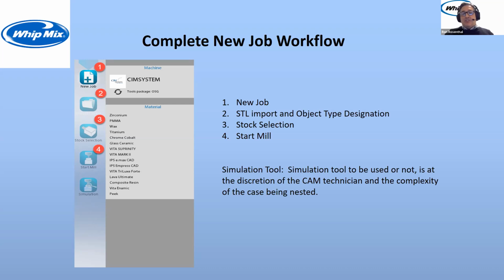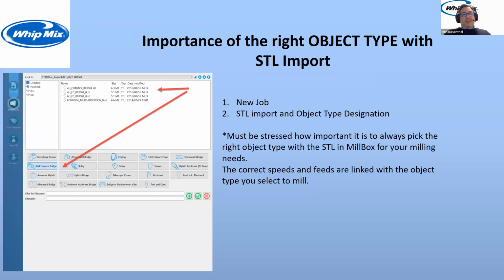So if you're milling a large case and you see something wrong, it'll save you and prevent you from going to completion in the machine and wasting that block of material. Extremely important. So a good example of the image, importing your STL and picking the correct object type.